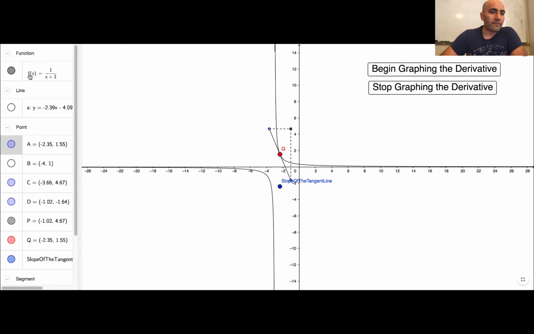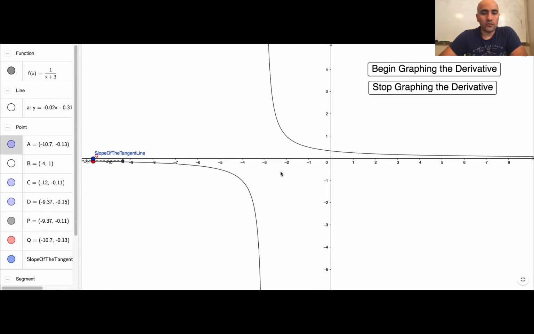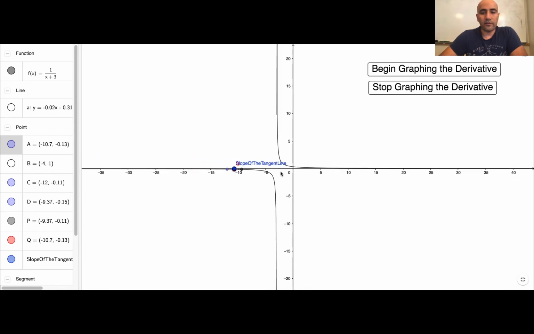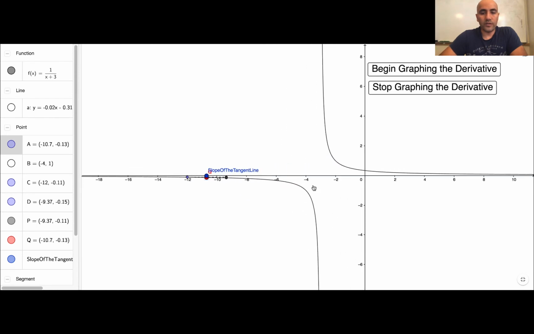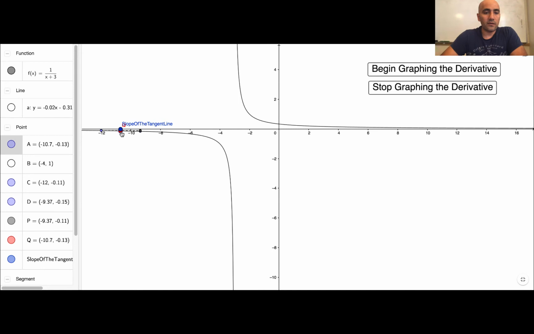So here I graphed f of x equals 1 over x plus 3. Zooming out, you can see a better idea of what the graph looks like. But let me zoom in, zoom in, like this. And then we can see that the slope is always negative. Right? A little stick person walking here from left to right would always be walking downhill.